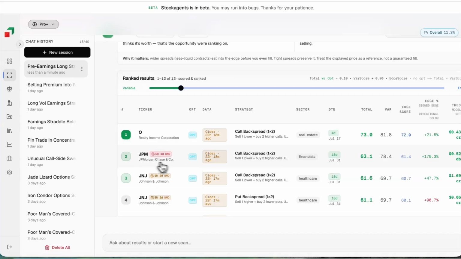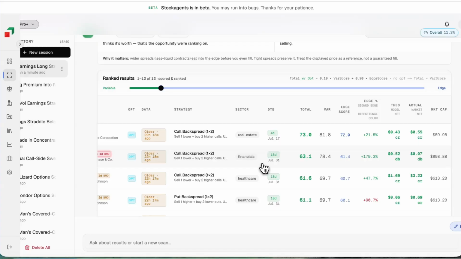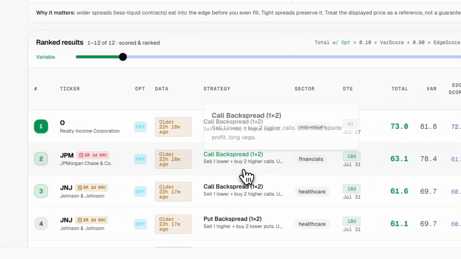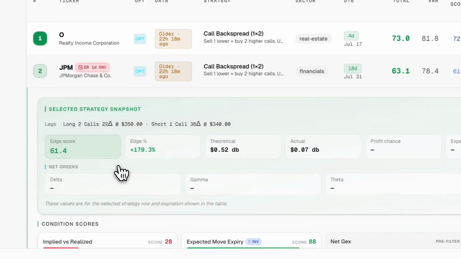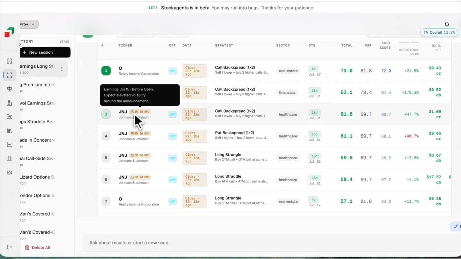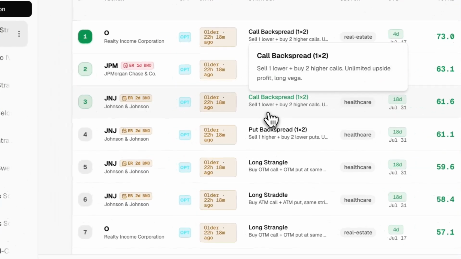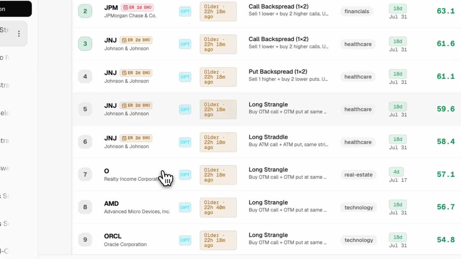Realty Income at the top. JP Morgan with earnings 1 day out. Johnson & Johnson with earnings in 2 days, showing up 3 separate times with 3 different structures: call back spreads, put back spreads, long strangles, long straddles. Each row shows the strategy, the sector, days to expiry, the total score, and the measured edge against model price. The ranking formula sits right at the top of the table in the open.